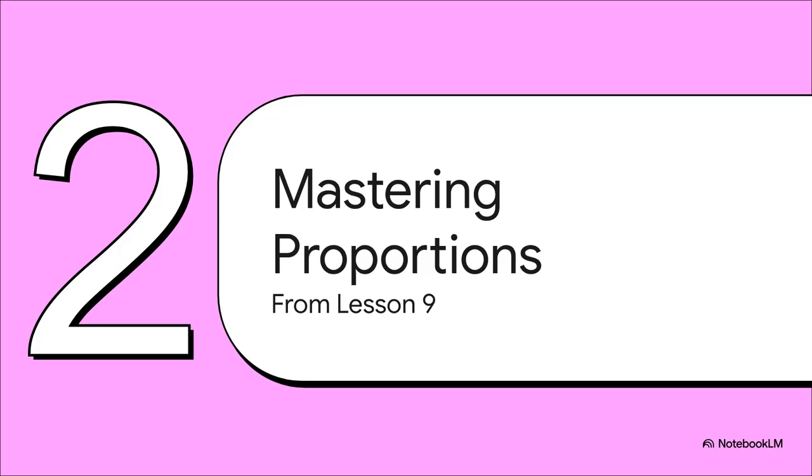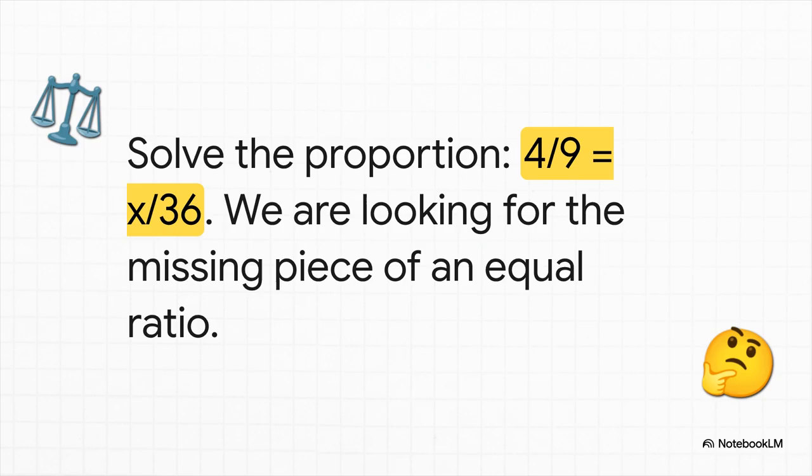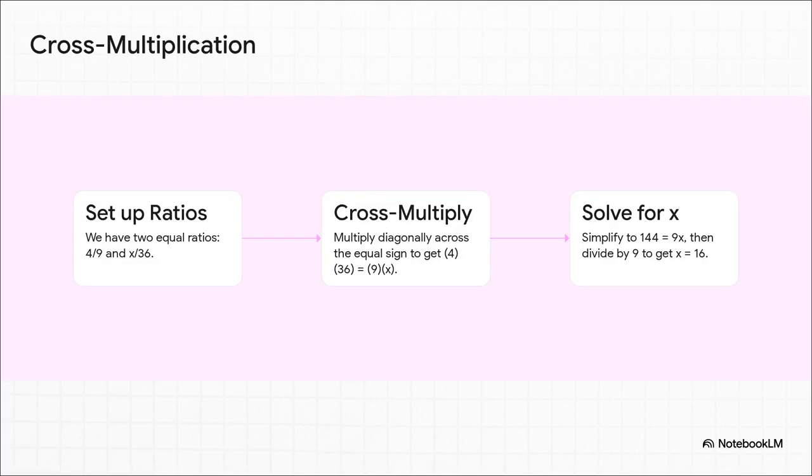All right, with that under our belts, let's move on. Next up is a concept from Lesson 9, the simple but super useful idea of proportions. Okay, this next type of problem just looks like 2 fractions set equal to each other, right? But one of them is missing a number. All it's really asking is, hey, if 4 relates to 9 in a certain way, what number relates to 36 in that same way? The trick here, and it's a great one, is called cross multiplication.